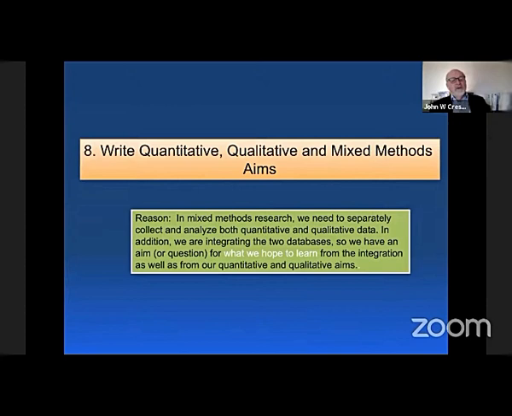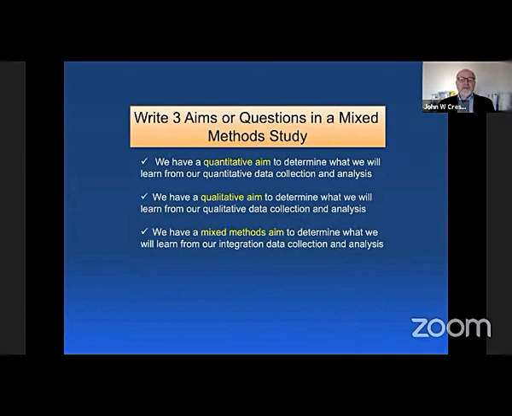Another recommended practice is to think in terms of quantitative, qualitative, and mixed methods aims or research questions. I often say in mixed methods research, we need to separate our quantitative and qualitative. We have questions for each. And then we also have a question that addresses the integration of our project, how we're integrating the data. That's the mixed methods question. So this idea came forward from the NIH best practice guidelines that when writing mixed methods, have a quantitative aim to determine what you'll learn from your quantitative data collection and analysis, a qualitative aim from your qualitative, and then a mixed methods aim to determine what we'll learn from our integration. What question are we trying to answer with our integration?